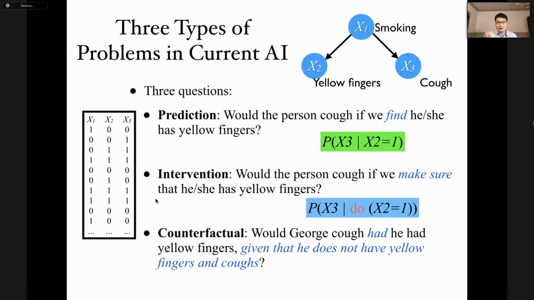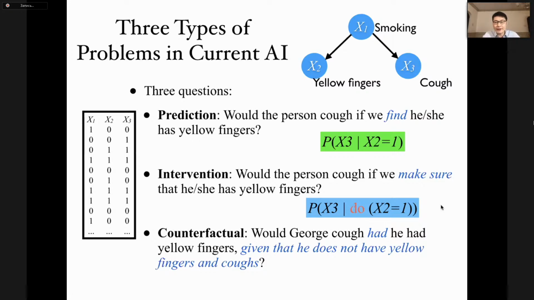So we do an intervention, right? We just make sure the finger color is yellow. And then we want to see whether the person coughs. Now you can see the probability distribution of x3 given the intervention on x2. And this is known as the interventional distribution. And to do so, clearly we have to make use of the causal picture.